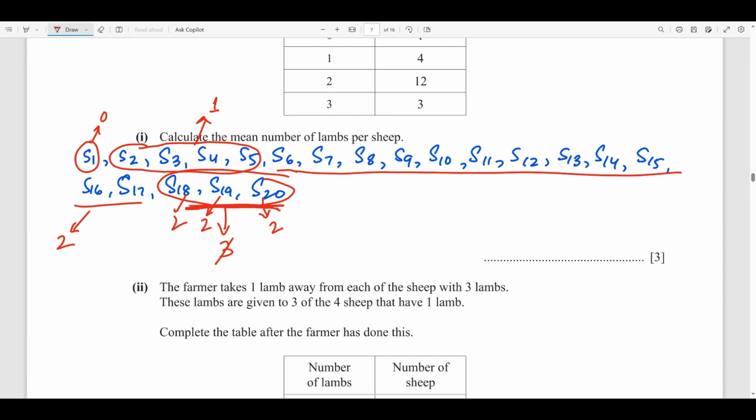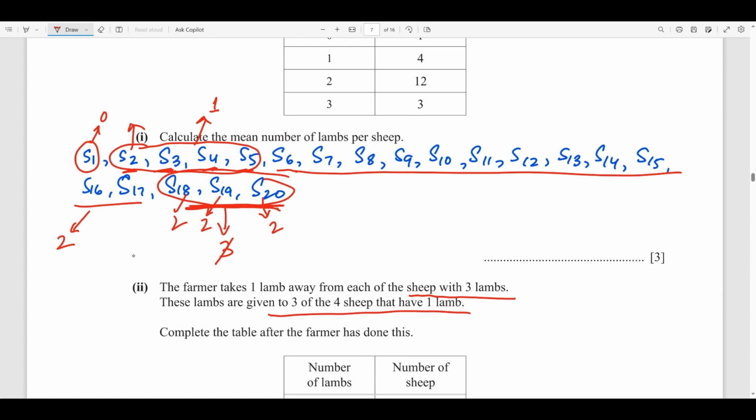Okay, and then what happened to those lambs? They have been given to three of the four sheep that have one lamb. Okay. So these are one, two, three, four. These are four sheep that have one lamb each. So all these three lambs that have been taken away from these three have been given to three of them.